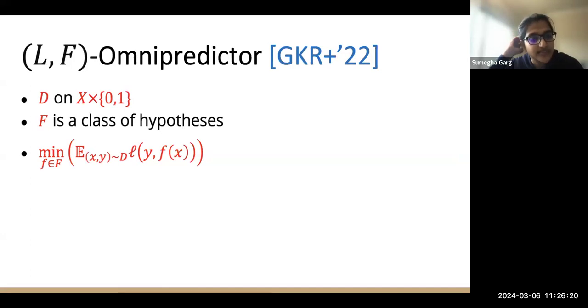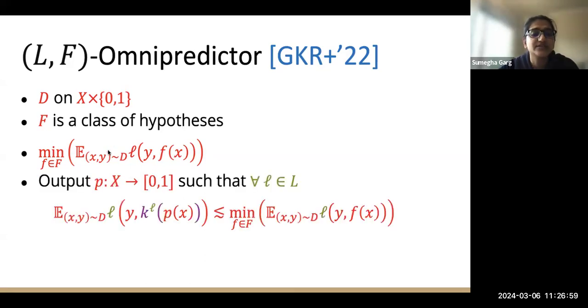Omni prediction in the batch setting was introduced by this paper in 2022. There the definition is similar to what we saw in the online omni prediction. In fact, our definition is inspired by this paper. This was the loss minimization framework that we studied for the batch setting. You have a distribution D and a concept class capital F, and you want to minimize the expected loss over this hypothesis class capital F. Now instead of just minimizing this loss, you want to output a predictor P such that for all losses in capital L, the expected loss incurred by the predictor is less than the minimum loss incurred by any function in this hypothesis class.